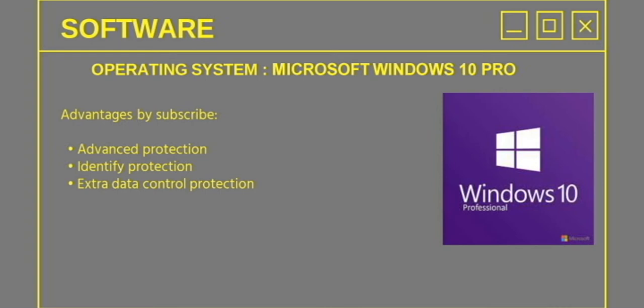For Ruby Record Center, we suggest they install Microsoft Windows 10 Pro. It is because this software is ideal for companies that require extensive capability. Microsoft Windows 10 Pro will provide advanced protection and identity protection for the PC, and will give extra data control protection.